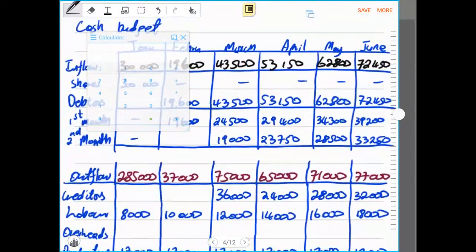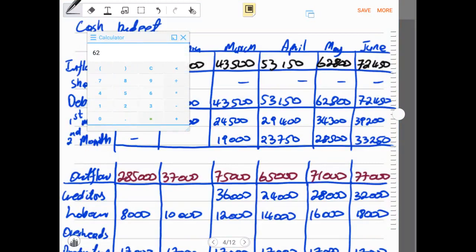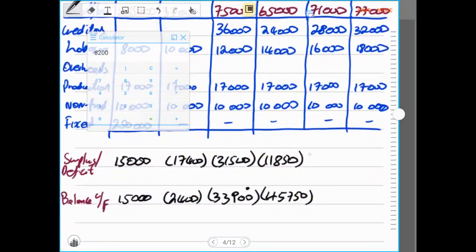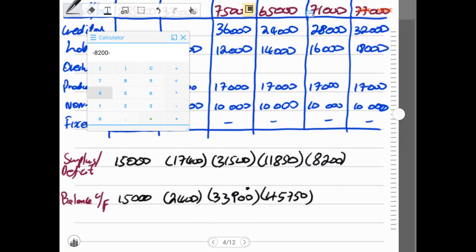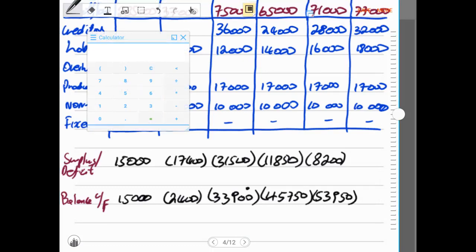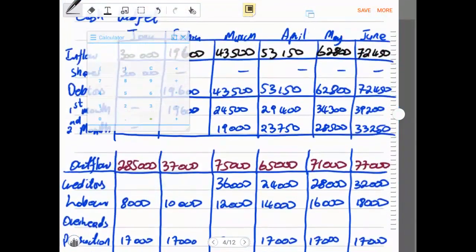Then now we go to the next month. We look for the cash flow, and the cash flow in the month of May will be 62,800 less the outflow of 71,000. Then that will give us 8,200 of the deficit. Once again, another deficit, 8,200. This business is not doing so well. Then after, we add the deficit to the balance of the deficit that was brought forward of 45,750, and that gives us 53,950.